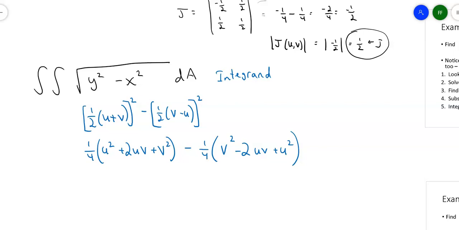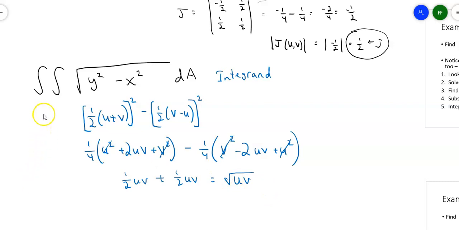Can you see that if I've got a quarter u squared over here and a minus quarter u squared over there, they're actually going to go away? Same thing with the v squares. A quarter times 2uv is 1/2 uv, minus a minus. Again, a quarter times 2 is a 1/2. I just get uv. uv where? Under the radical.